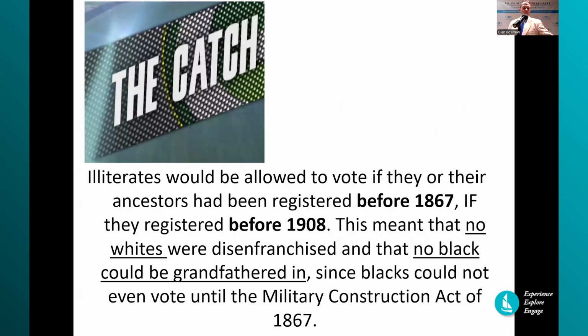Here is the catch. Illiterates would be allowed to vote if they or their ancestors had been registered before 1867. If they registered before 1908, this meant that no whites could be disenfranchised, even if they were illiterate. And that meant that no Black could be grandfathered in because Blacks could not vote until, guess when? 1867. That's a loophole. And that's a grandfather clause.